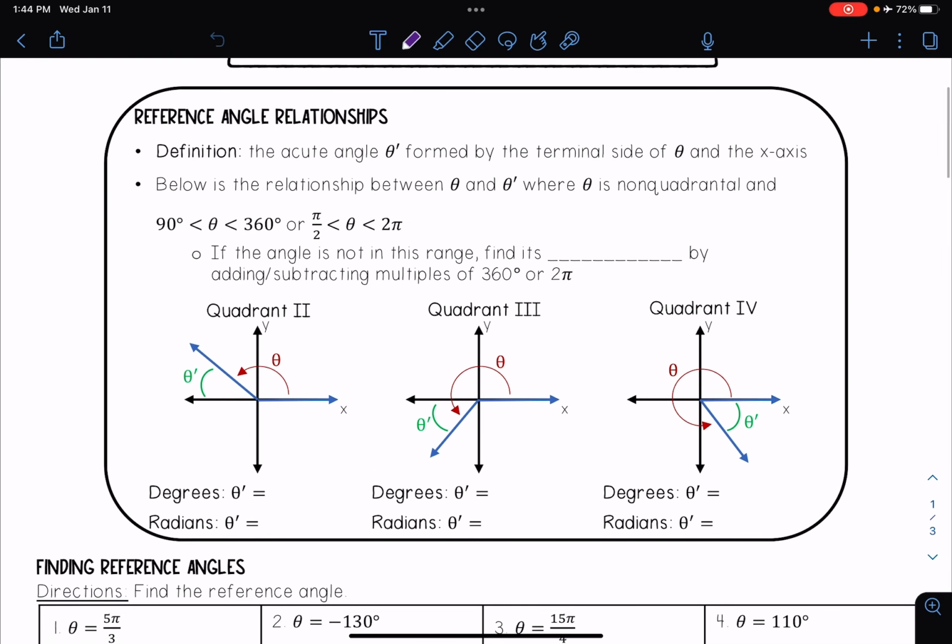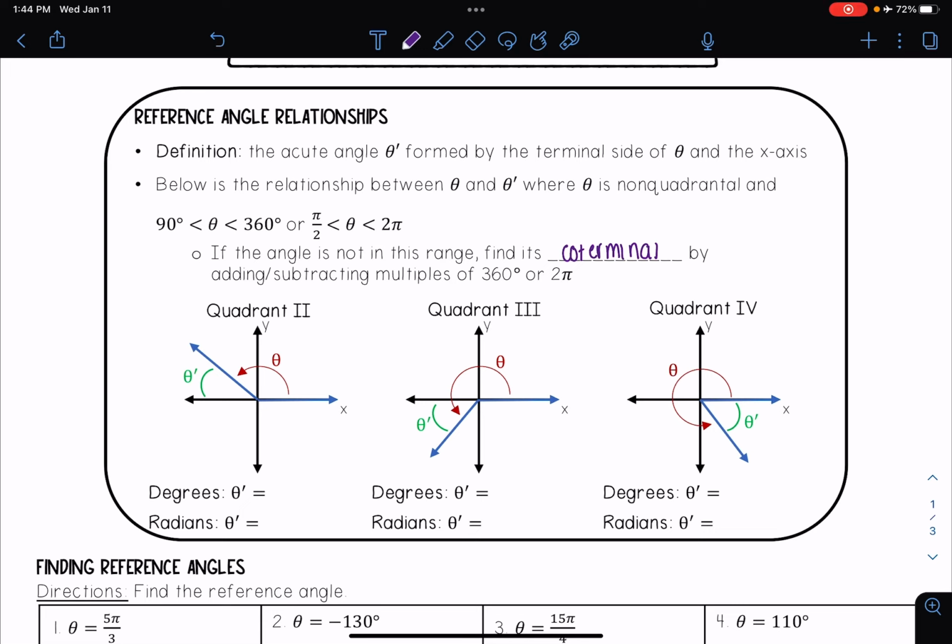And so if the angle that we're trying to find the reference angle for is not in this range, what we can do is find its coterminal angle by adding or subtracting multiples of 360 degrees or 2 pi if we are looking at radians. And so we see this relationship below here.